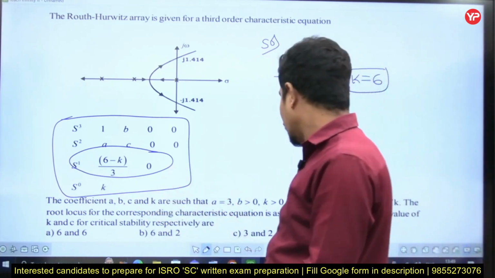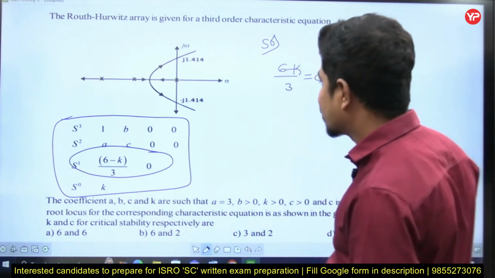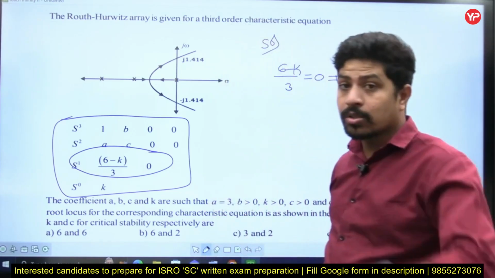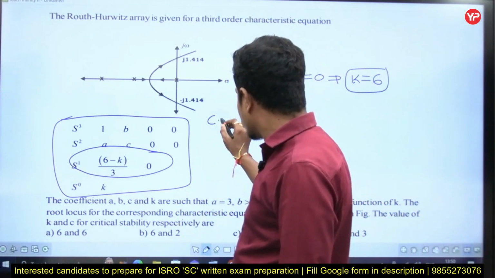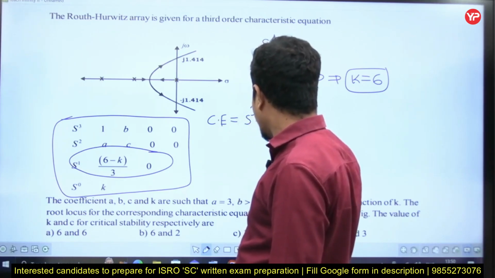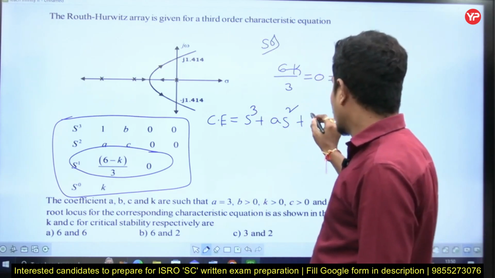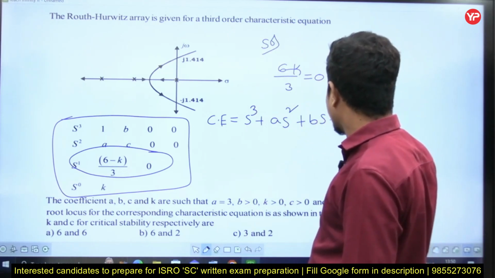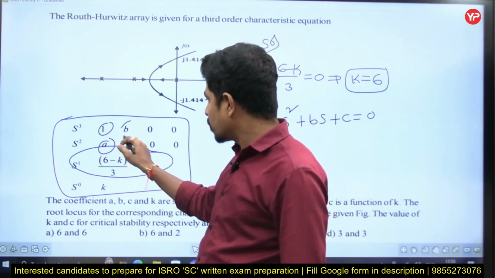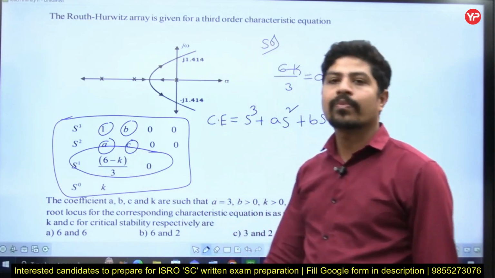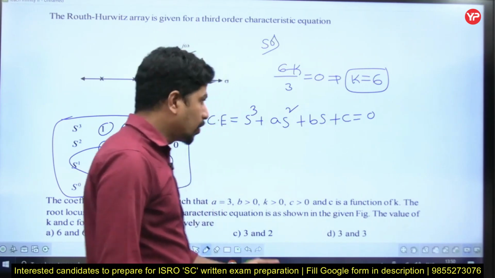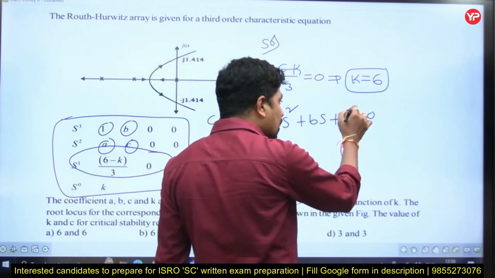Then how to get the value of, he's asking about what? The value of K and C. Now you tell me, I told you this one also. First of all, write the characteristic equation. The characteristic equation is S cube plus A S square plus B S plus C is equal to 0. Right? Now if you observe this characteristic equation, the last element of the characteristic equation is C.